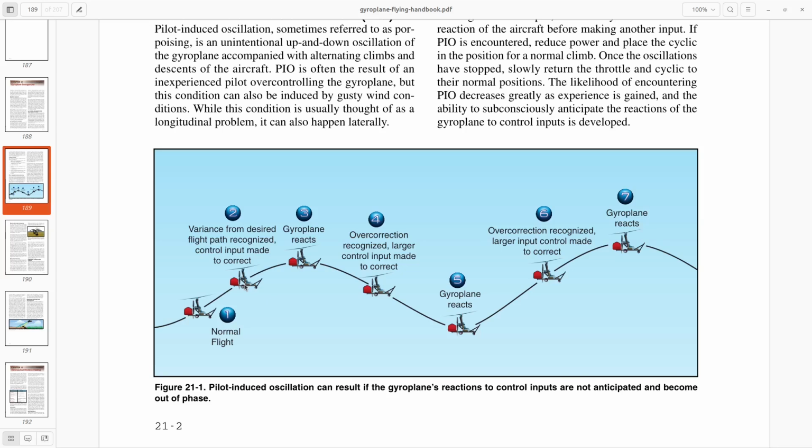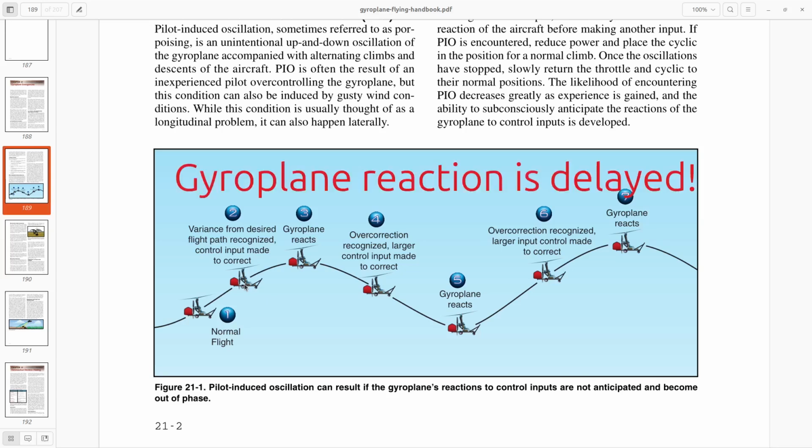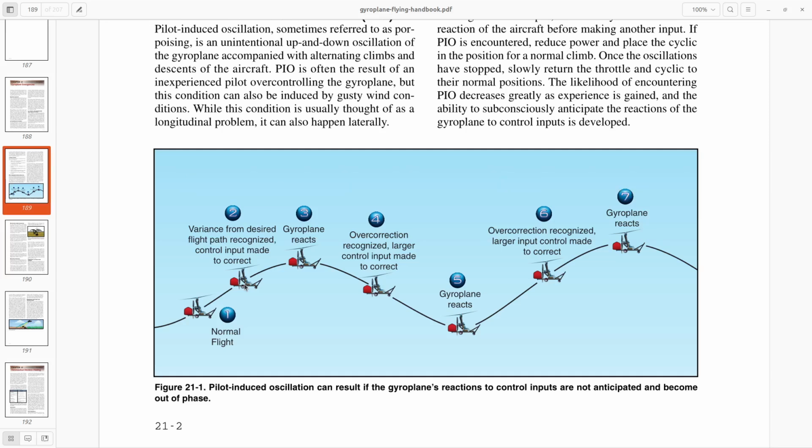Now remember that gyroplanes always have a little delay between a control input and the response. And that is something that can really bite an inexperienced gyroplane pilot. I always say slow, smooth, small. That's my mantra for flying any kind of rotorcraft. And honestly, you can apply that to fixed wing as well, and it'll keep you out of some troubles.